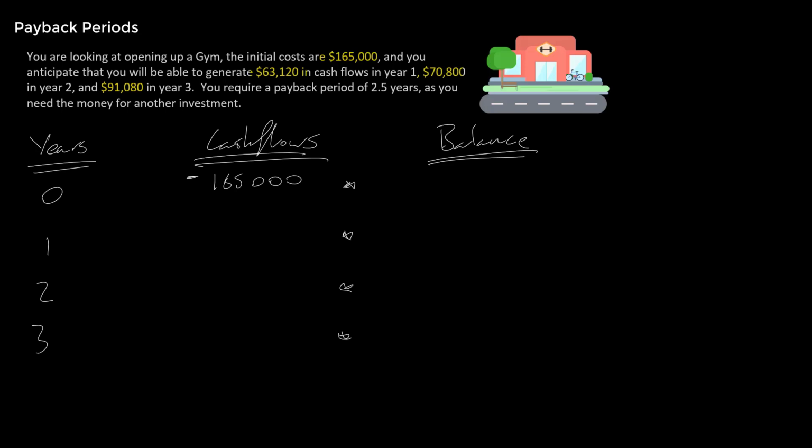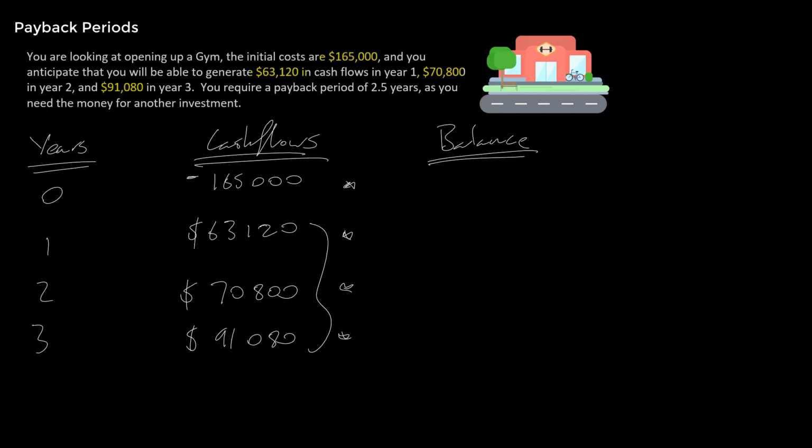In year 1, 2, and 3, we've generated some money, so we have a positive cash flow. So in year 1, we have $63,120. In year 2, we have $70,800, and in year 3, we have $91,080. Okay, and these are positive cash flows to represent that the business is generating money.